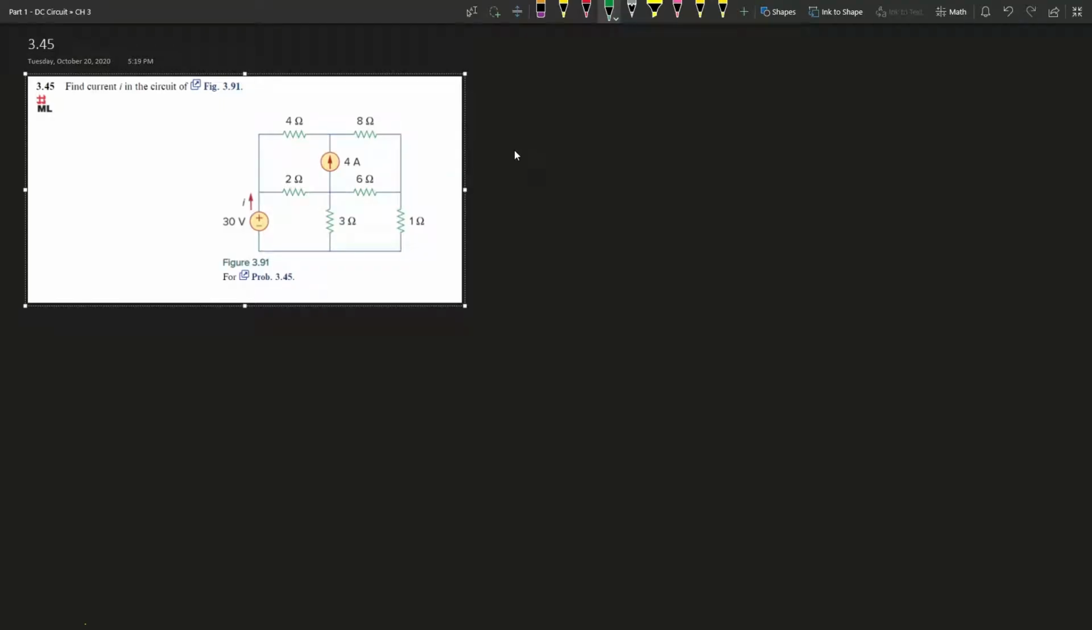Question 3.45 here. So find current I naught, just I in the current. Okay, so we have an interesting one. So let's see, I1, and then let's assign this as I2, I3, and I4. Okay, and we're going to use mesh analysis to solve this problem. That's the method that I'm going to use in this video.